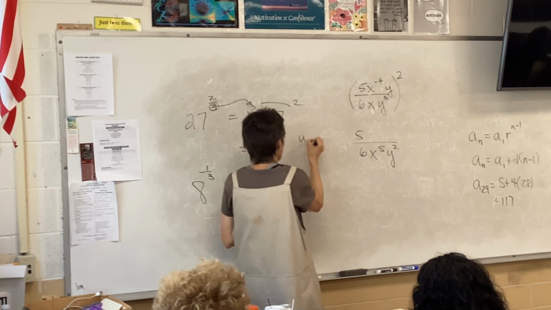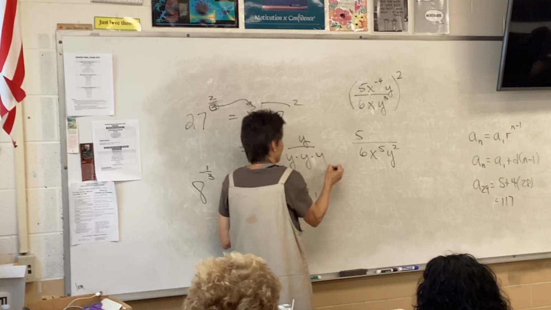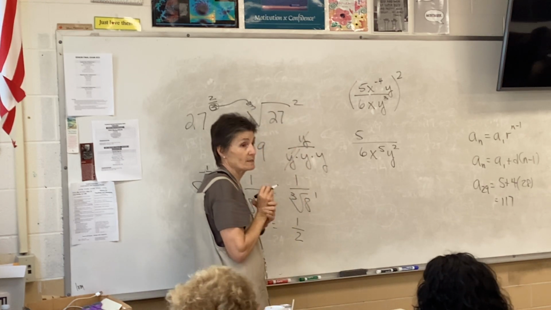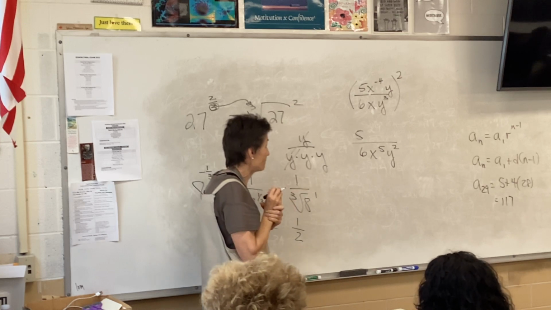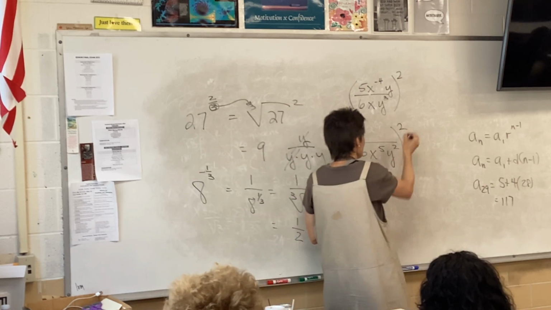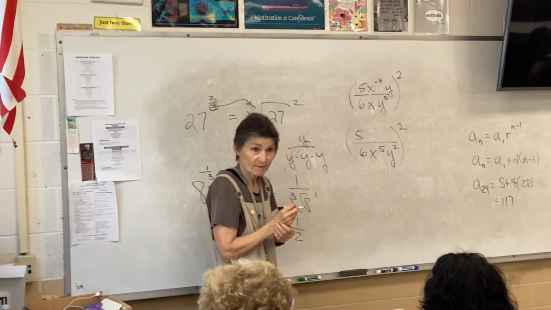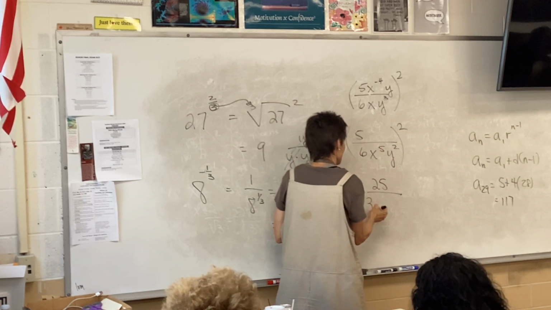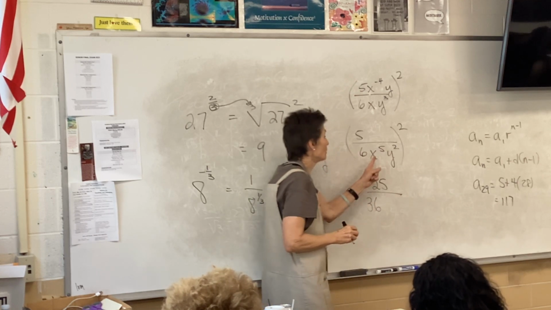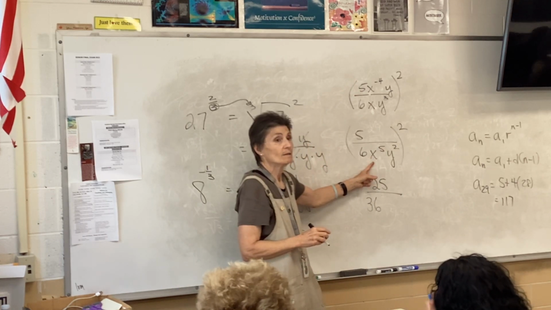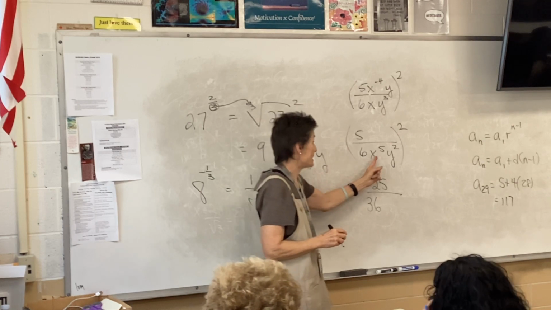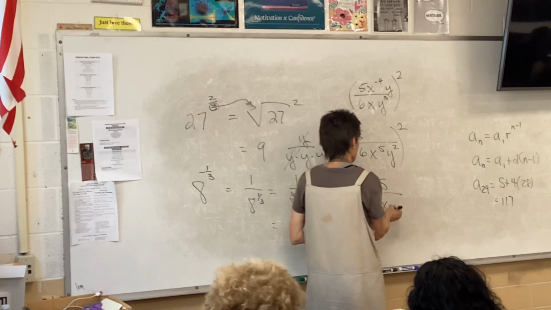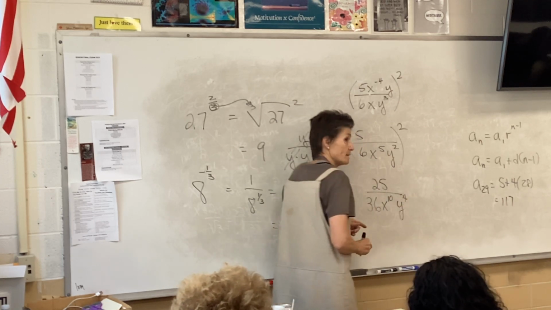Kids, if you need to write it out, write it out. This is what you got. Those are gonna cancel. Right? No y's are left on the top. Just 2 on the bottom. Now, don't forget, you still have to square it. And that means square everything. So 5 squared is 25. 6 squared is 36. Now, what do we do with the exponents? We multiply. These get multiplied. So that's gonna be x to the 10th and y to the 4th.